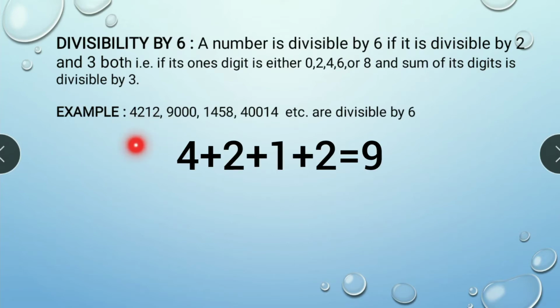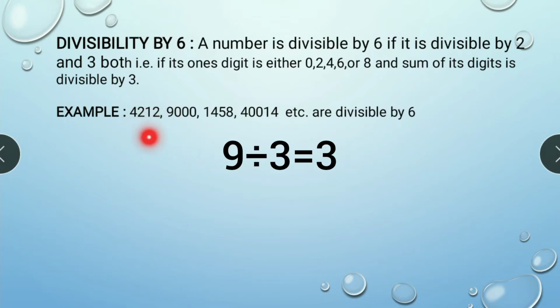So 4 plus 2, that is 6, plus 1, 7, plus 2, 9. Sum of the digits is 9. 9 is divisible by 3. Hence the given number is divisible by 6 as it is divisible by 2 and 3 both.